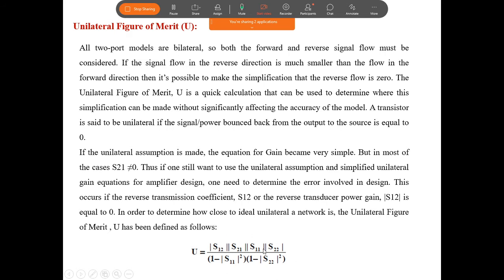Even if you consider a unilateral case where S12 is not equal to 0, how much error is involved? You can decide that by using this unilateral figure of merit. It is calculated using this equation. It depends on the S parameters of the active device: S12, S21, S11, and S22.